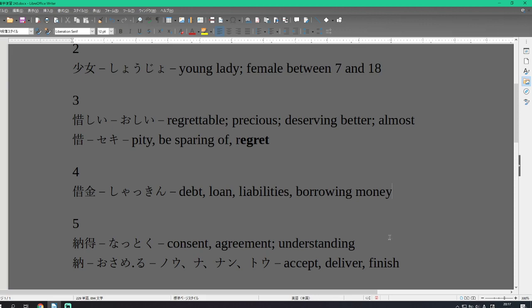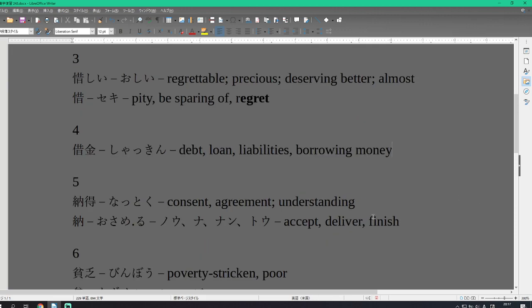Number five is nattoku. Nattoku is consent, agreement, or understanding. The radicals in this kanji are a thread on the left side, and on the right side we have our radical for inside. Osameru is one way of reading this. I kind of picture a thread going inside for accepting, like the thread of destiny going into you so that you're accepting it or finishing it.